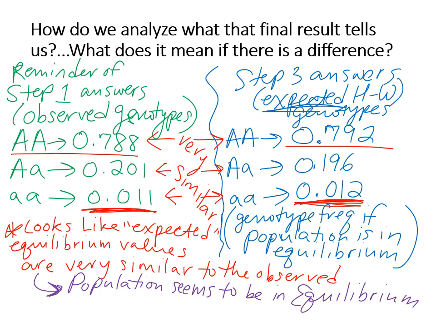If even one of them was not close to its expected, then what would we say? If there's a difference in any one of those three genotypes, you would say the population is likely not in equilibrium, okay? So if even one of those numbers was not close to its expected, make sure to write that down. I don't have room on the screen anymore, but write that down. If even one of the genotypes is not close to its expected Hardy-Weinberg, you would say it is not in equilibrium.